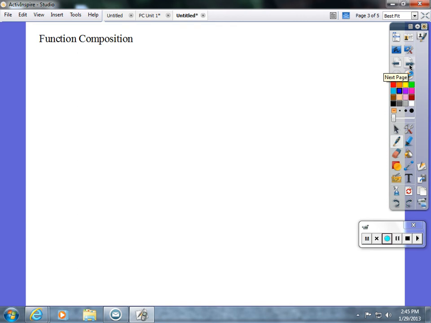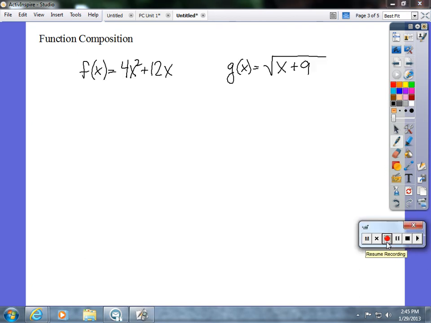Function composition. Function composition is where we take one function and we actually substitute it into another function. So first we need to have what our functions are. Assuming our functions are f of x equals 4x squared plus 12x and g of x equals the square root of x plus 9, let's perform the following.